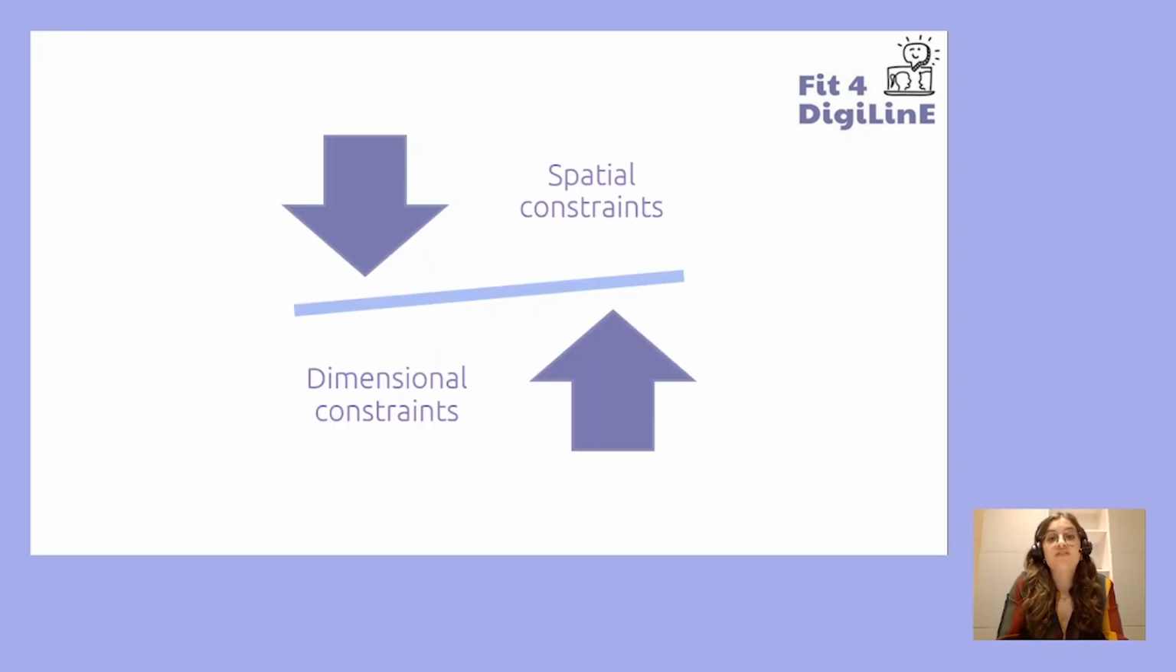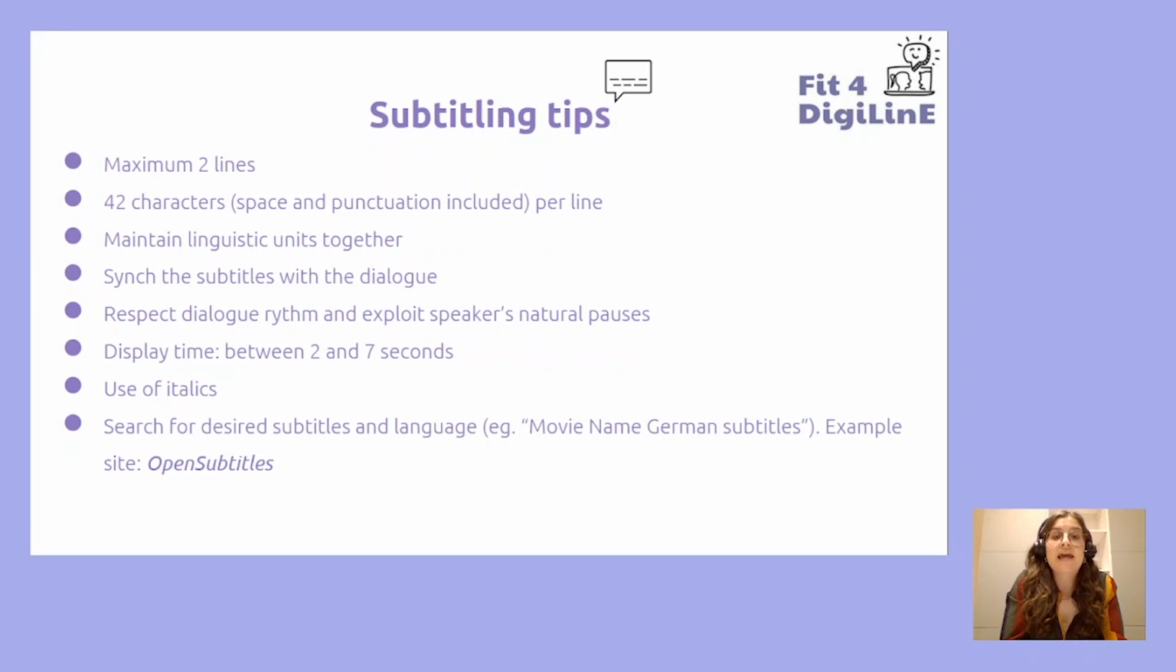In order to have an effective final product while creating the subtitles in your target language, you should be familiar with and adhere to certain technical parameters that are mainly related to spatial and temporal constraints. Let's check together some subtitling tips and some standards to be aware of. To ensure readability and respect the width of the screen, the subtitles should consist of a maximum of 2 lines of maximum 42 characters each, space and punctuation marks included.